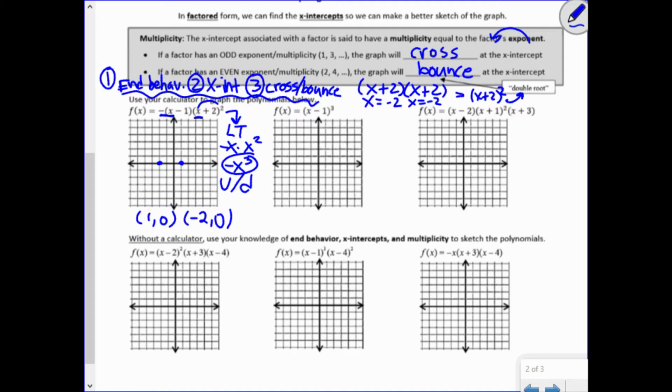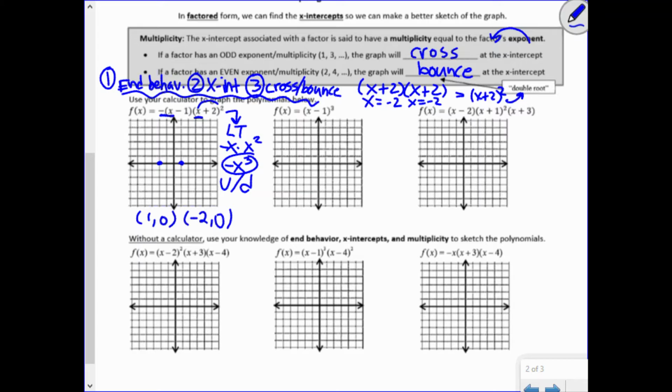The third thing you need to pay attention to is crossing versus bouncing. That has to do with your x-intercepts, okay? So remember, if your multiplicity, so the exponent of your factor, is odd, you're just going to go right through the x-intercept in the graph. But if it's even, we have 2. So basically, you're not going to use any powers higher than 3. So if your factor's exponent is 1 or 3, you're going to cross. If it's 2, you're going to bounce.